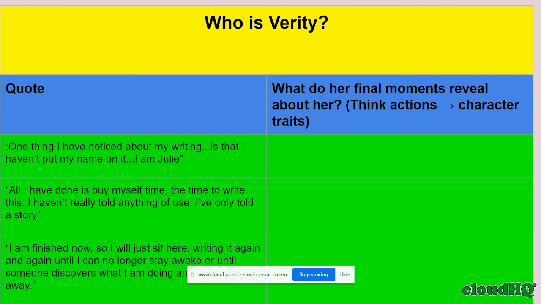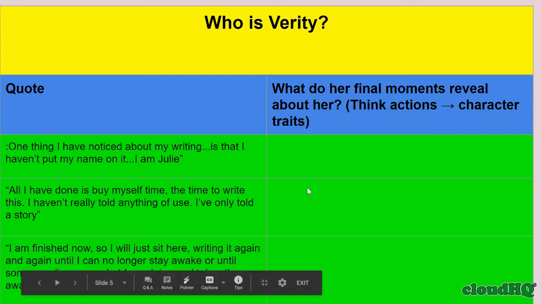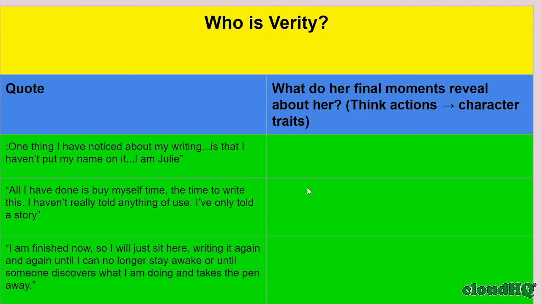So, for example, in this first one: "One thing I've noticed about my writing is that I haven't put my name on it. I am Julie." I shorten that section a lot because she kind of rambles on about her name. Her actions here: one, she didn't actually write her name down, which tells me that, through and through, she is definitely a spy. She pays really careful attention to the information that she's giving us. Second, she refers to herself as Julie. Not Julia, not the really long fancy name that she has, not Queenie, not Verity. She reveals herself as Julie. So this tells us that there's something personal there. She tells us that this is what Maddie actually calls her, Julie. So people who call her Julie are the people who are really closest to her.